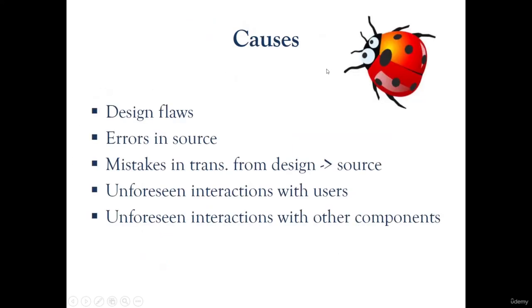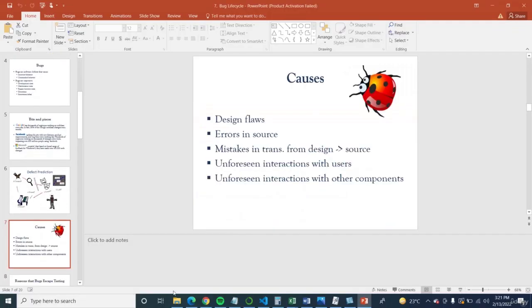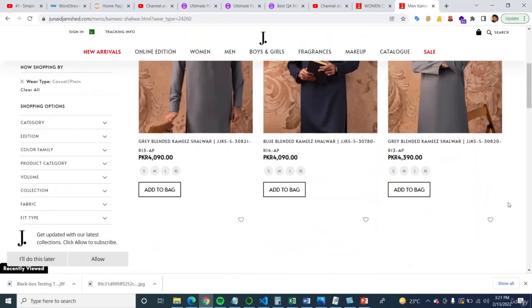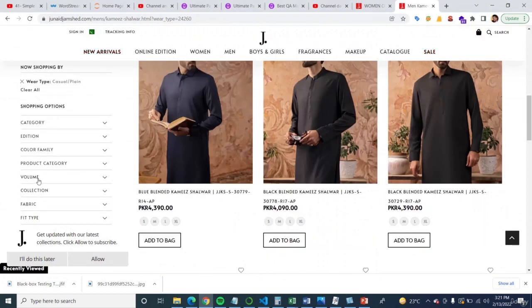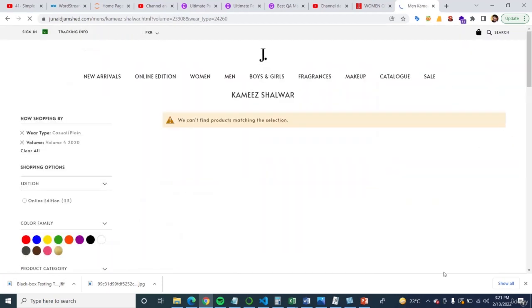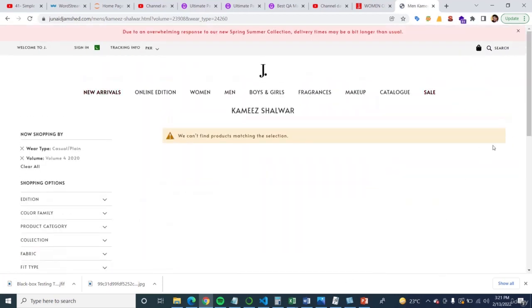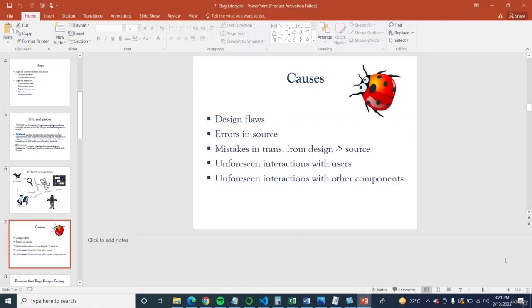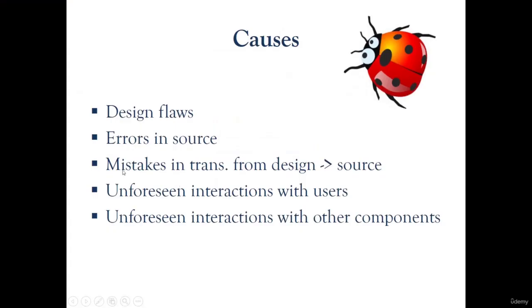The causes of defects are basically design flaws. Due to design flaws, most of the bugs come up. For example, on a website, if the design is not proper and we would like to select some products and services, there is a chance the customer's user experience will not be good and they will not come to our website. In the same way, there are mistakes in transformation design, unforeseen interaction with the user, and unforeseen interaction with components.